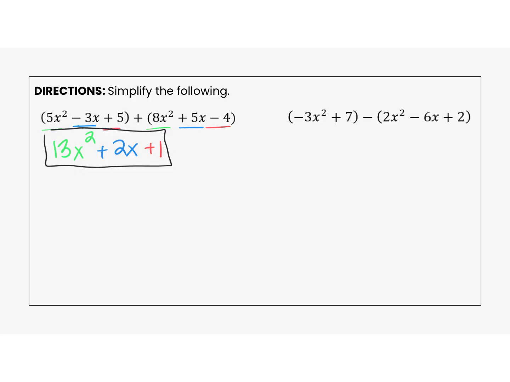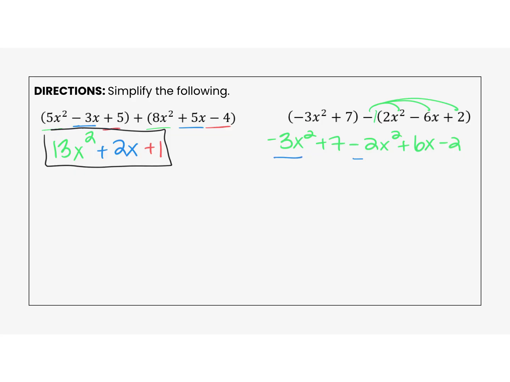Okay, second one, we're subtracting, so we're going to eventually do the same thing, but first we need to incorporate this negative. Remember, really there's a negative 1 right there, so we're going to distribute that negative and just rewrite what we have. So I have negative 3x squared plus 7 minus 2x squared plus 6x minus 2. So I'm just taking the opposite of everything that was in the parentheses, and now I'm going to add those together. So I'm going to, same thing, look for like terms.